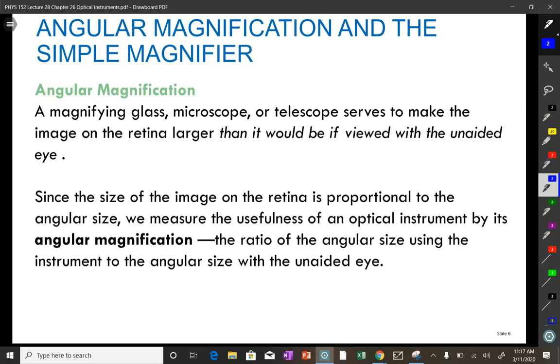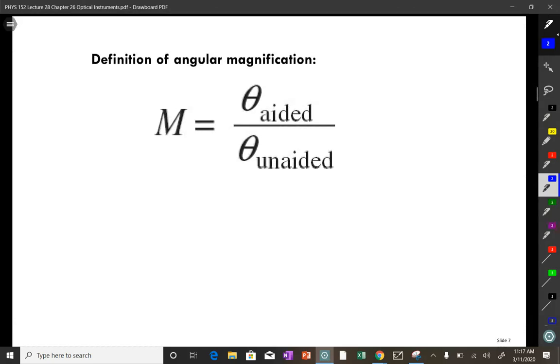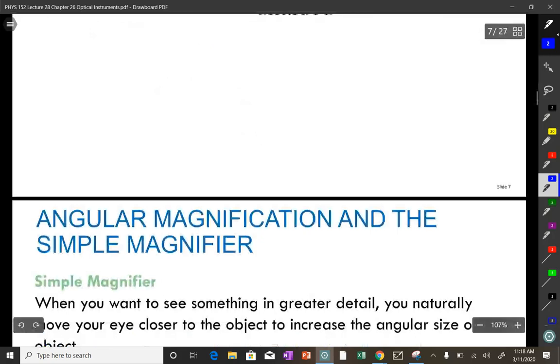So we have that in equation form right here, an equation that's the size of Texas. Magnification, this is angular magnification, is the angle that it makes when you have your aided device divided by unaided. So let's get into this.